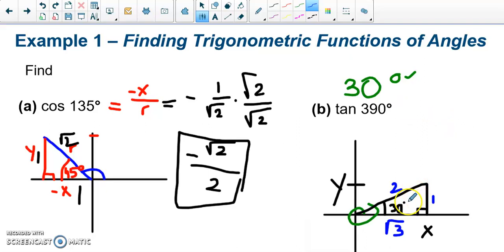So now, what is the tangent of 30 degrees, which is the reference angle for 390? It is opposite over adjacent. So first of all, again, it's the x length over the y length. Oh, I'm sorry, the other way around. The y length, 1, over the x length. And like before, we have a square root in the denominator. We can't have it, so we need to multiply top and bottom by square root of 3.